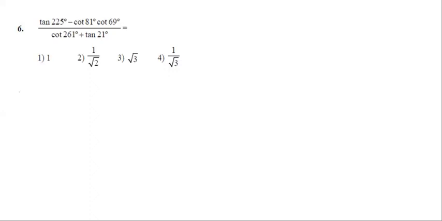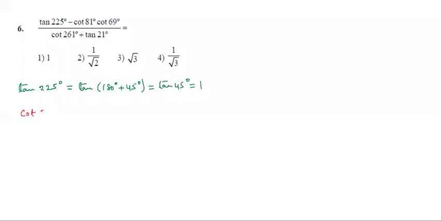See the students, next question. Tan 225, we just calculated in the previous problem. Tan 225 means how to write? 180 plus 45, third quadrant, tan positive, tan 45 degrees, that is equal to 1. Next, in the numerator cot 81 is there. Okay, no problem. And cot 69 is there. Okay. In the denominator, see that. What is there?